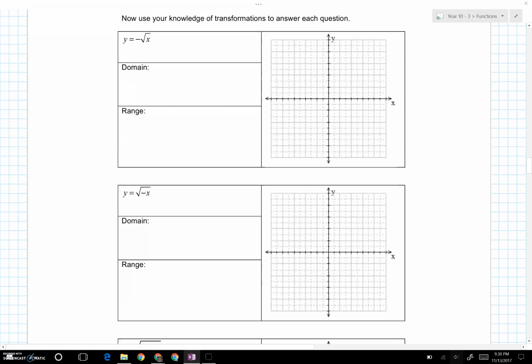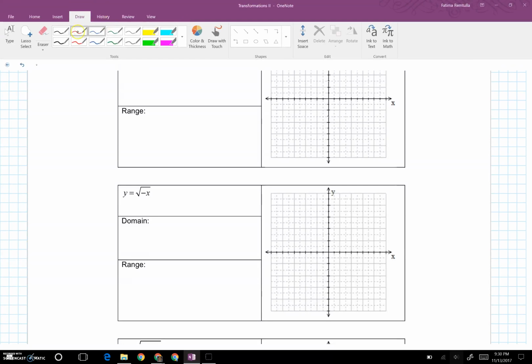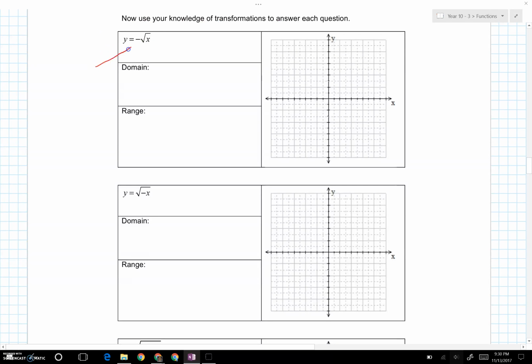Now, if I'm to remind you of what we did last class, think about where the negative symbol is. So here, the negative symbol is in front of the entire function. What do you think is getting reflected? In the second example, the negative is with the x. What do you think is happening?